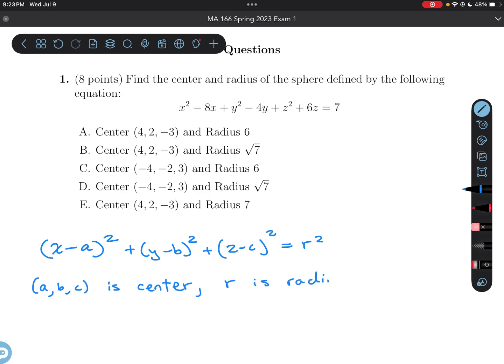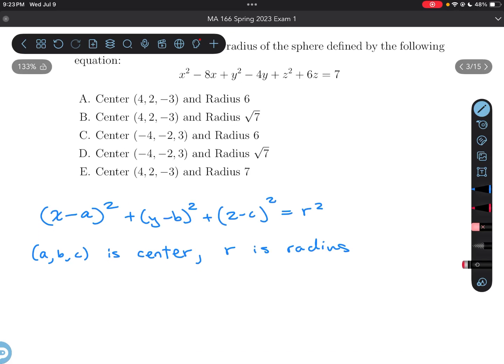To find the solution, we have to take the equation we have here and convert it to the standard form for the equation of a sphere. The way we're going to do that is by completing the square. We have an x part, a y part, and a z part, so we have to complete the square for each variable.